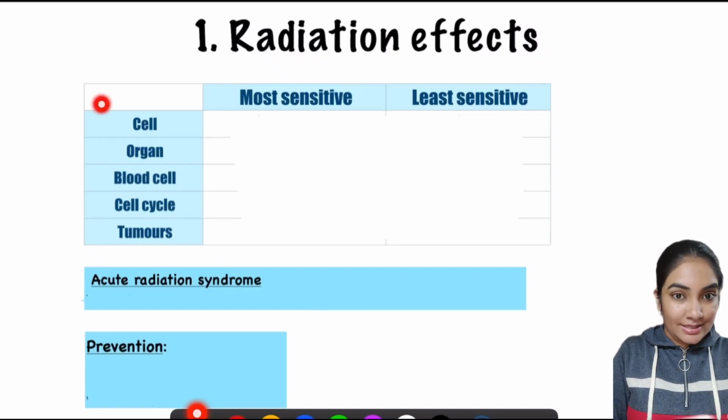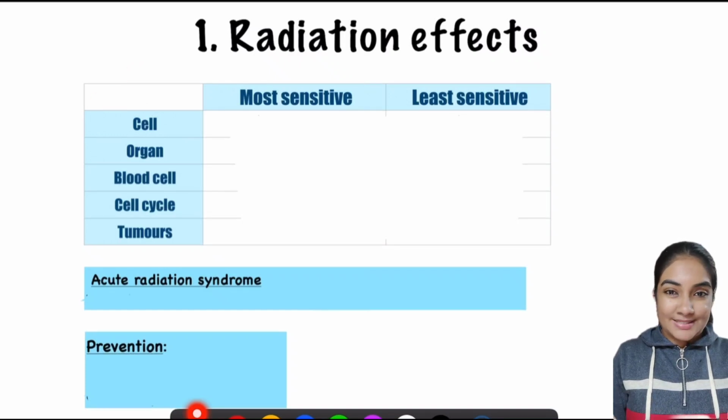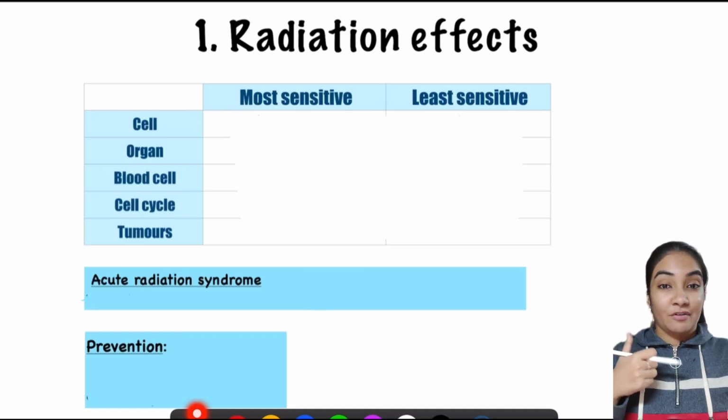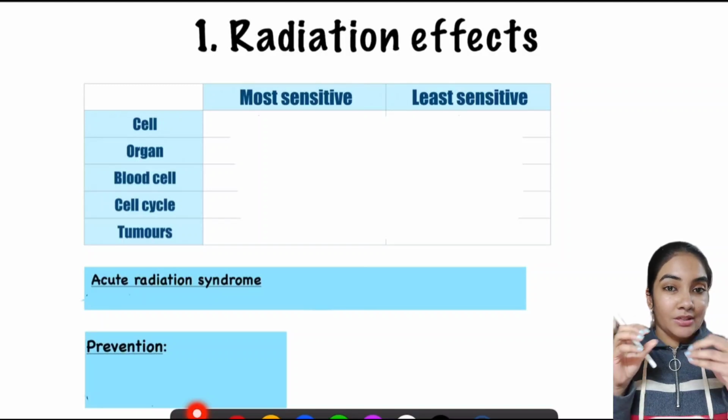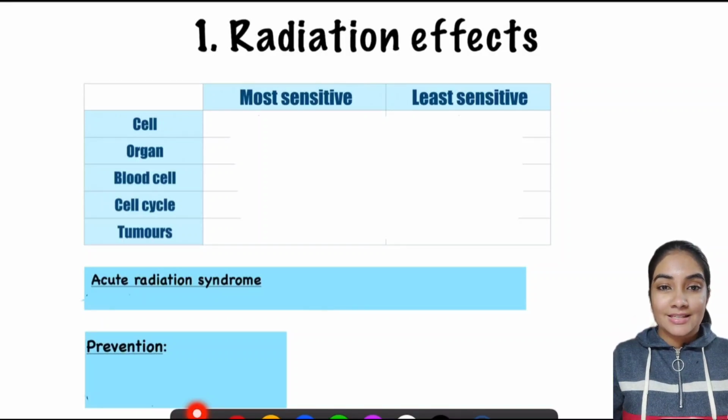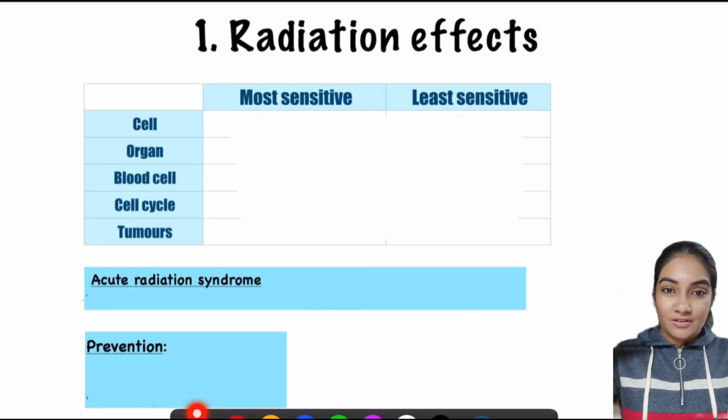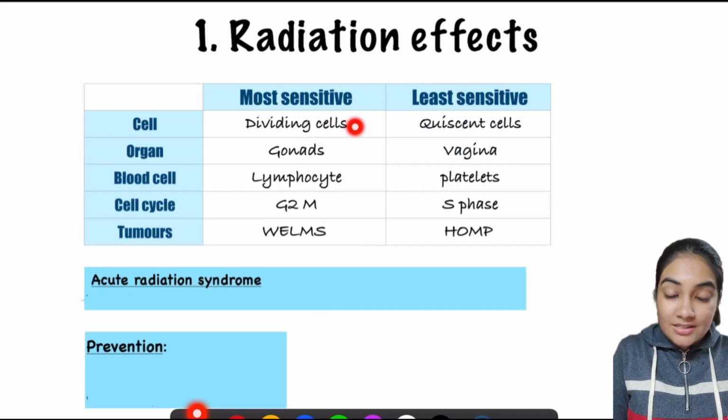So coming to this table, here you need to have a basic idea that cells which are very active, either they have a very big nucleus or they are small cells with big nucleus, they are very active dividing cells, they will be more affected by radiation. Okay, something that is very active will always be more affected by radiation. So see, dividing cells more sensitive as compared to the quiescent cells.